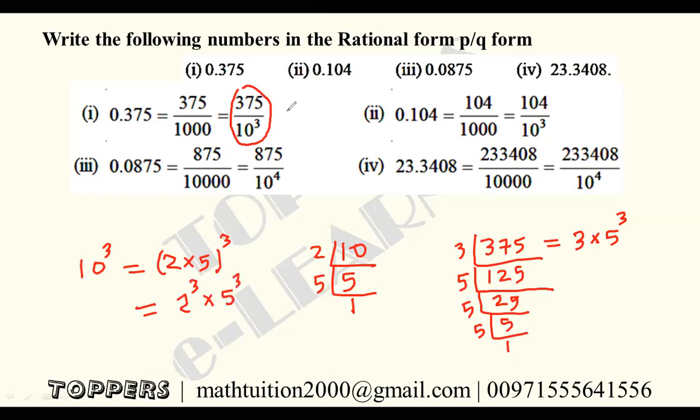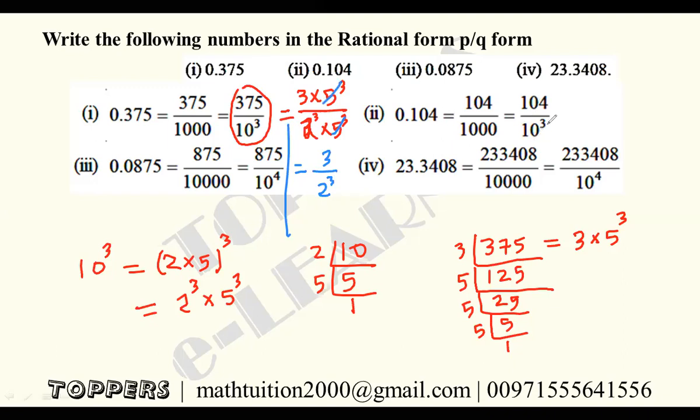Correct? So here 375 we can write as 3 times 5 raised to 3, and in the denominator we have 2 raised to 3 into 5 raised to 3. Now 5 raised to 3 and 5 raised to 3 we can cut. So what is remaining? It will become equal to 3 by 2 raised to 3. Correct?